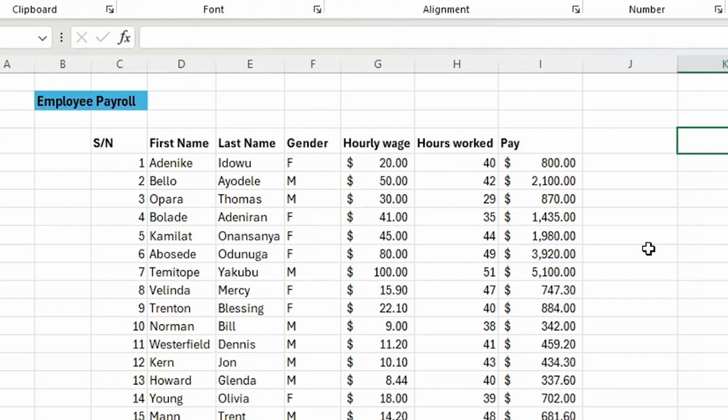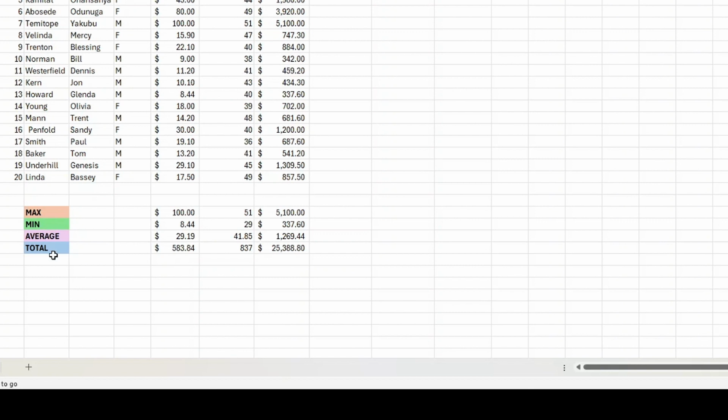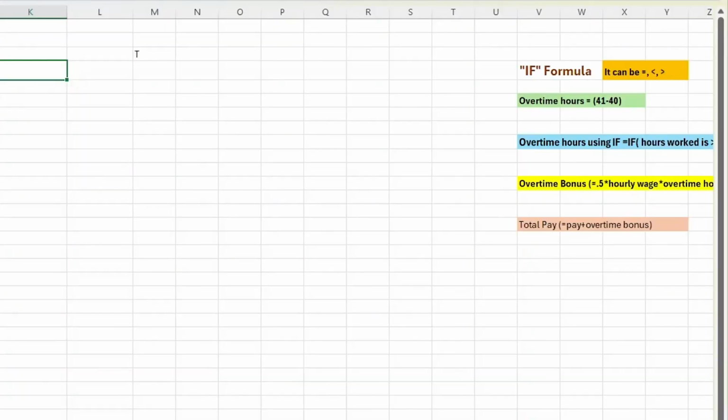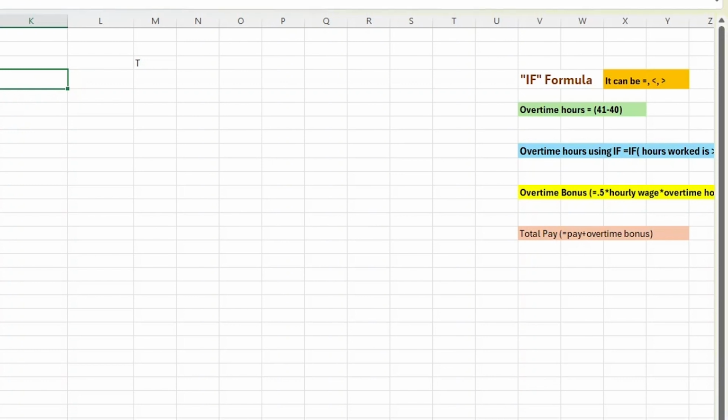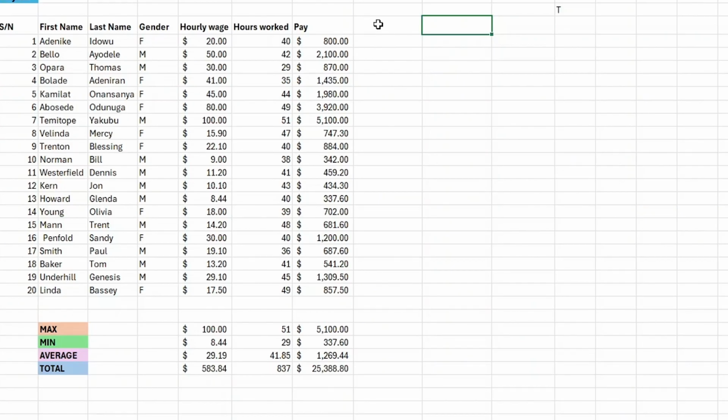Today we'll be continuing the employee payroll. Like we did in the previous video, we had the first name, last name, gender, hourly wage, hours worked and pay. Remember, we also did maximum, minimum, average and total. We'll be working on more calculations, like overtime hours using if, then overtime bonus, then total pay. So let's start. The first one is overtime hours.